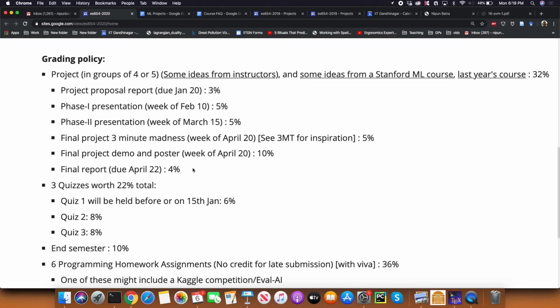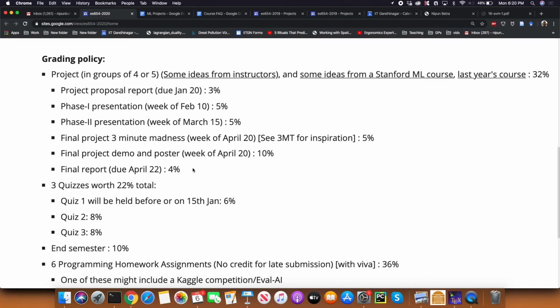There will be 3 quizzes, 1 end semester. The first quiz, I yet have to change this date, so these dates may not reflect the correct dates. We'll have to look at the course calendar. I'll anyway ensure that both of them are synchronized. We'll have 3 quizzes. These quizzes have been evenly spaced out, and then there is an end semester exam.